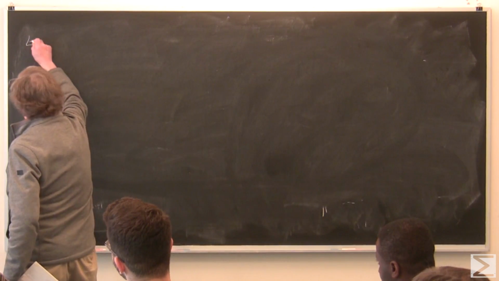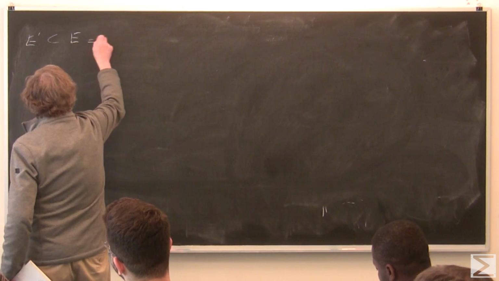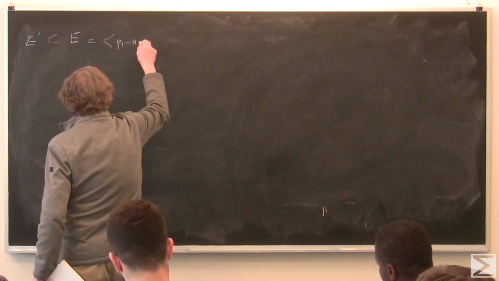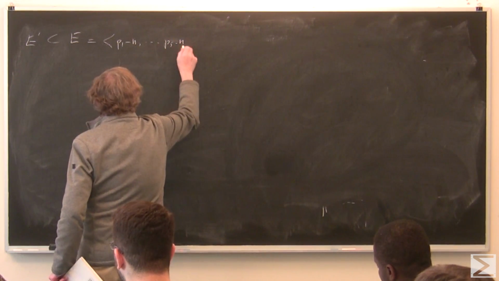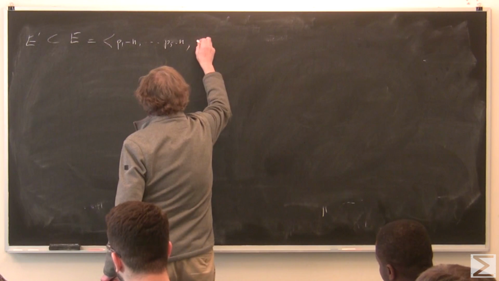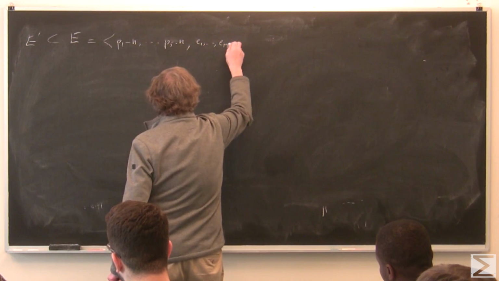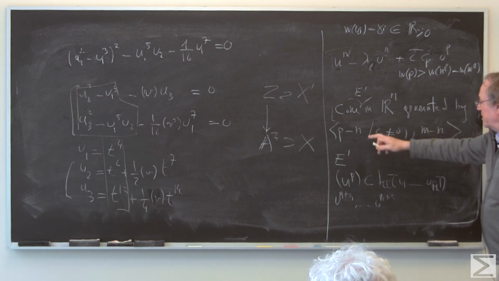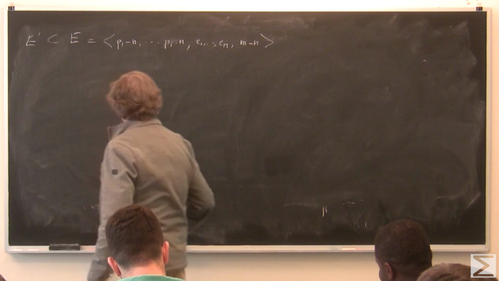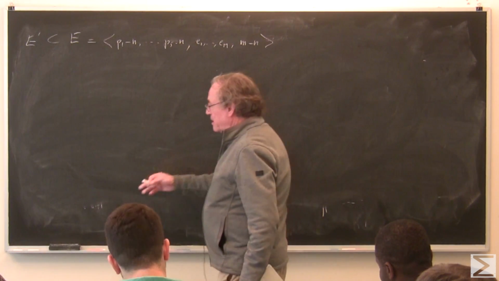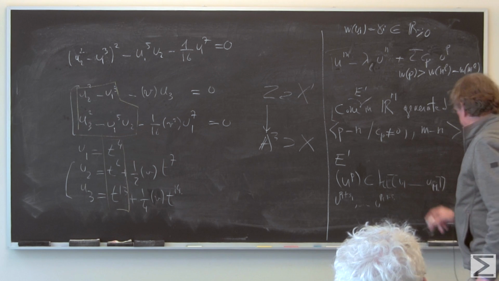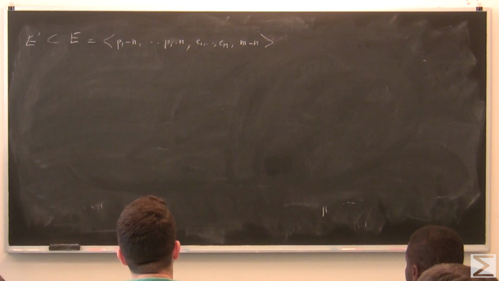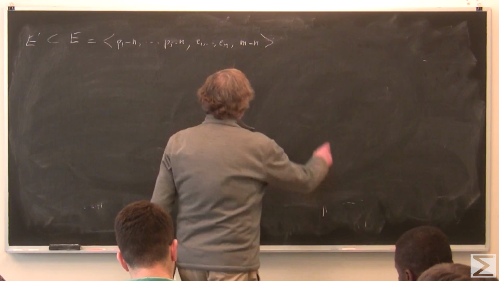So I say that my cone E prime is contained in a cone E, which is generated by P1 minus N, PS minus N, and then the base vectors of the ambient space, and then M minus N, because all the vectors that I find, all the exponents which I find here, they are of this form. Because here I add some element of the first quadrant. And now you see that this is a finitely generated cone generated by integral vectors, so it is a rational cone.